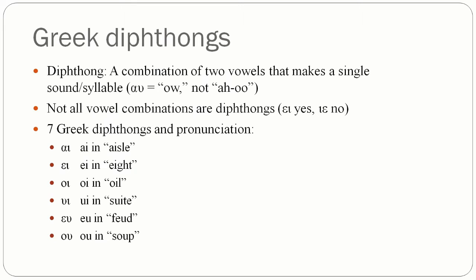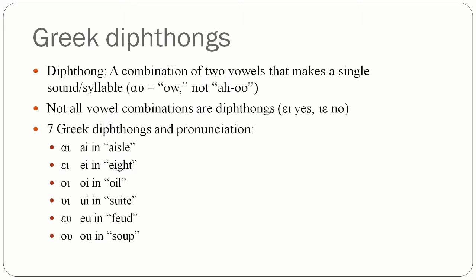Epsilon iota says a. Iota epsilon is not a diphthong, so you would pronounce those two vowels separately. Iota is ee, and epsilon is eh, so with iota epsilon, it would be ee-eh. I don't know how they decided which of these made diphthongs and which didn't, or why they pronounce them this way, but epsilon iota is pronounced a. You don't pronounce them separately. It's not eh-ee, it's a, but iota epsilon is ee-eh. All right, now that's out of the way. Let's talk about the 7 Greek diphthongs and the pronunciation of them.